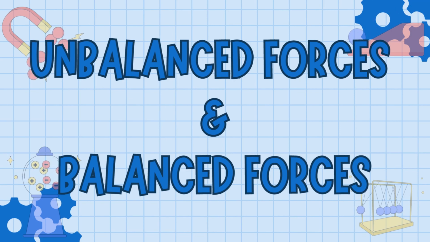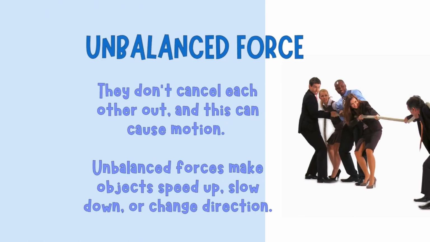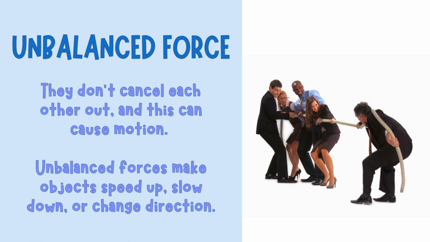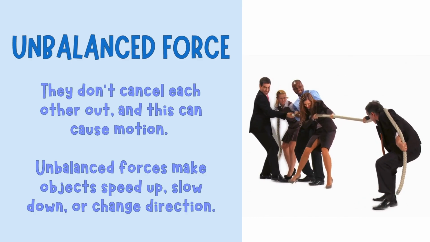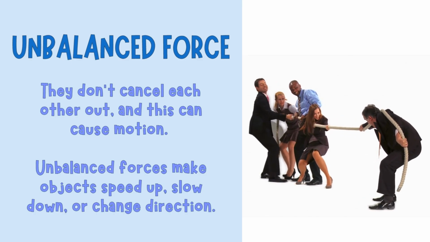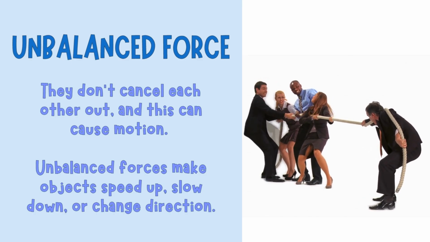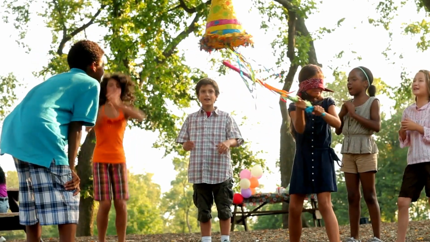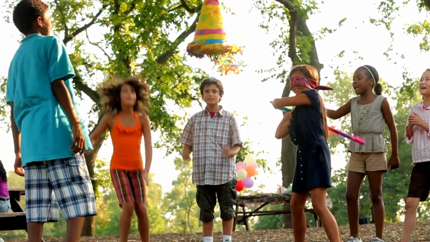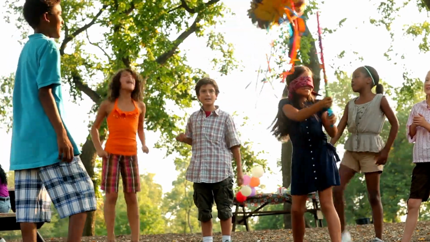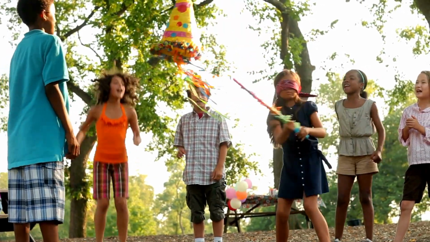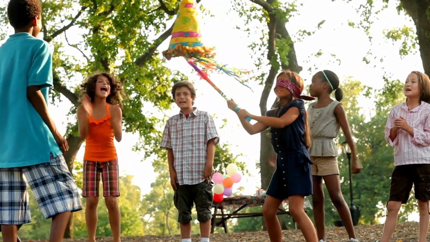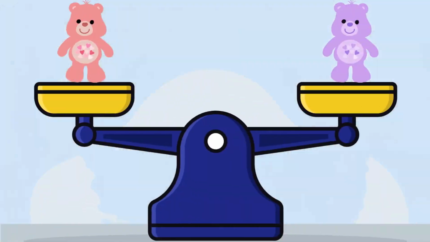In the world of forces, there's a balance and an imbalance. Let's see what happens when forces aren't balanced. When one side pulls harder than the other, we have unbalanced forces. They don't cancel each other out, and this can cause motion. Unbalanced forces make objects speed up, slow down, or change direction. It's like a contest where one side wins over the other.